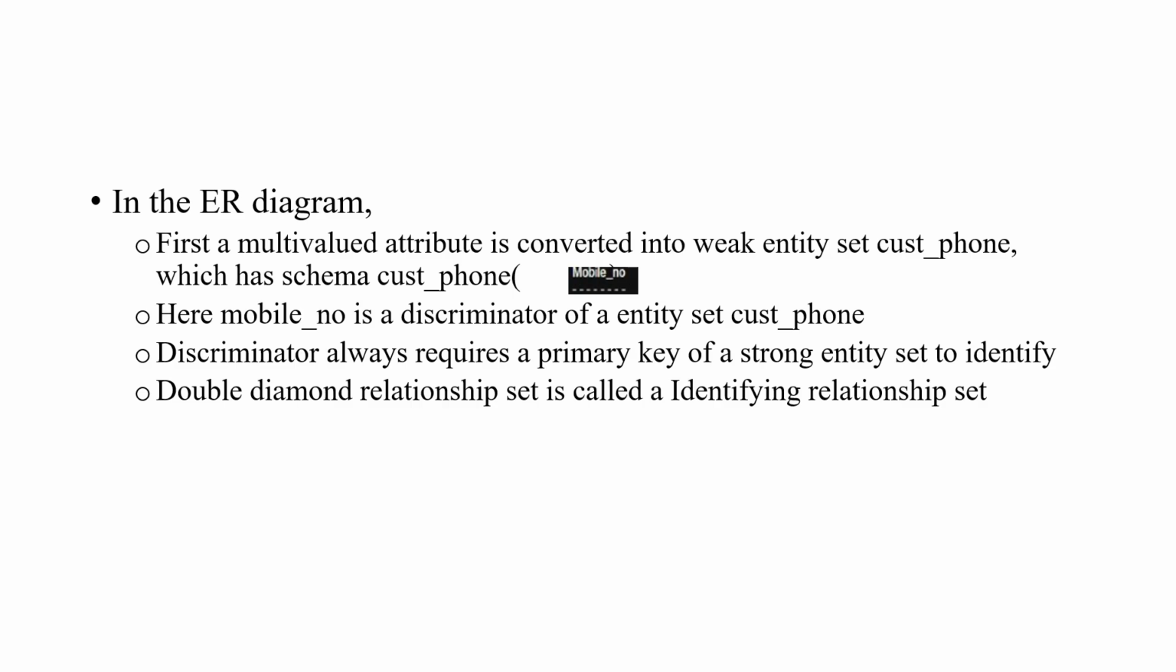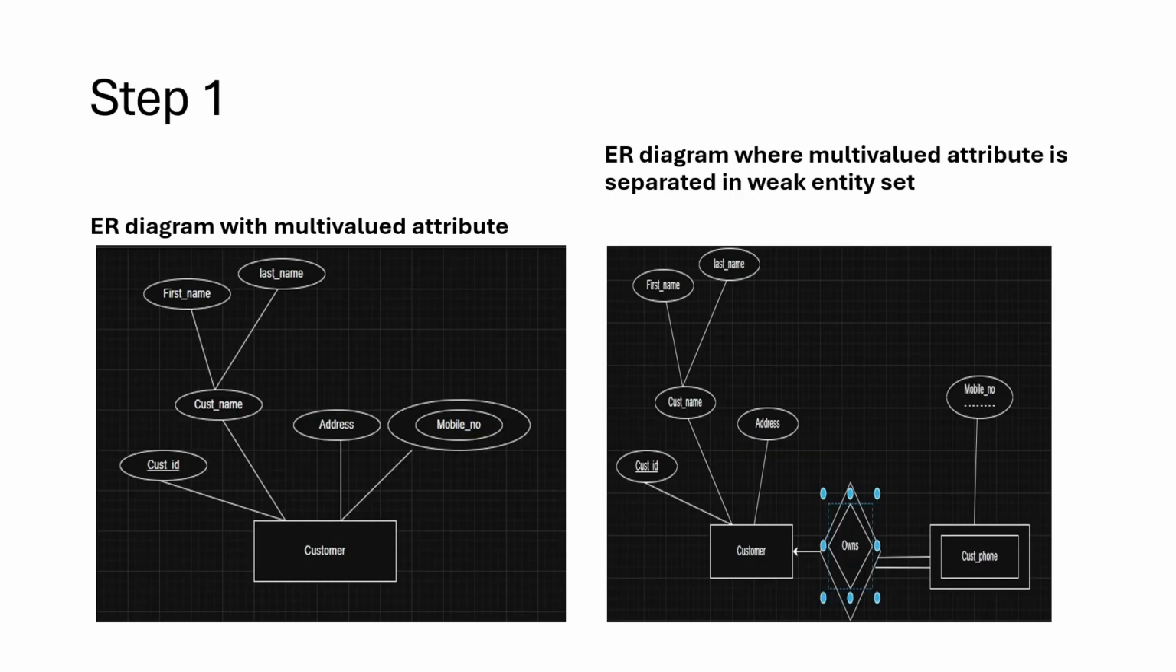So here we separate the multi-valued attribute into a separate entity set. Now the second step is to convert this weak entity set into a strong entity set while converting it into the relational model. So for this, we have two tables. One is a customer table which has the attribute customer ID, which is a primary key, then customer name and address, and then in the other table we have a customer phone table which has a single attribute, phone number or mobile number.